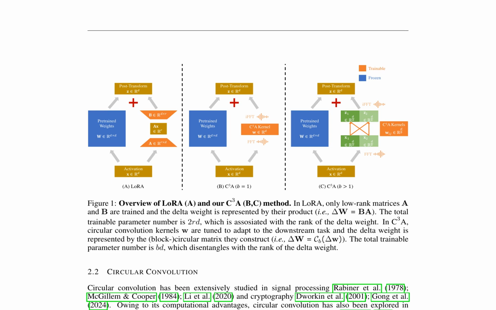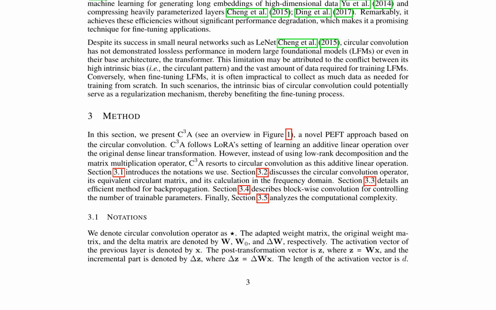This disentangles the total trainable parameter number, BD, from the rank of the delta weight. Circular convolution has been extensively studied in signal processing and cryptography, offering computational benefits that make it promising for fine-tuning applications. However, its performance in modern large foundational models has been limited due to the conflict between its high intrinsic bias and the vast amount of data required for training.